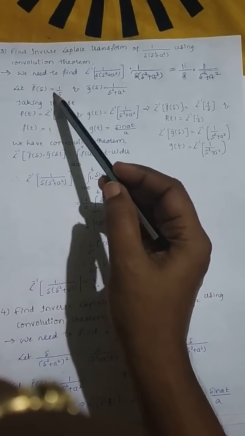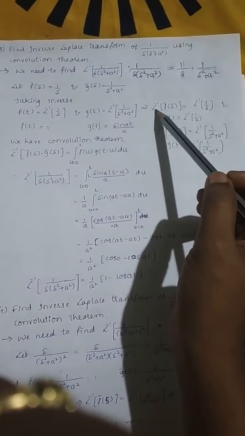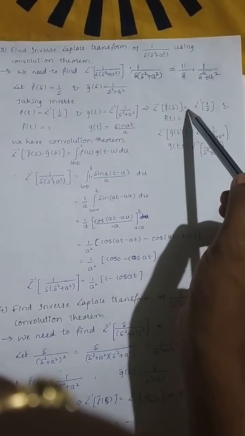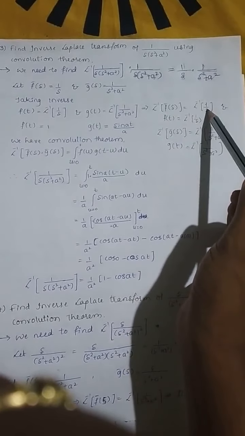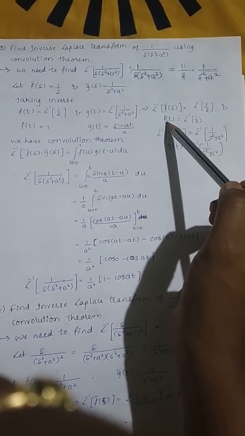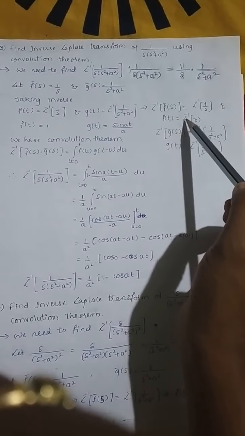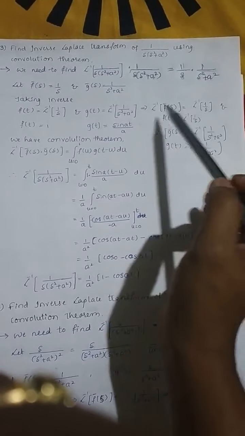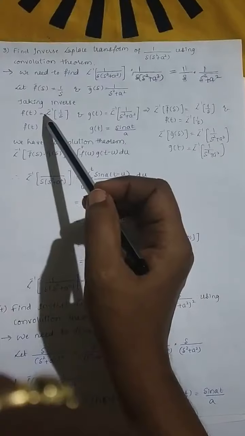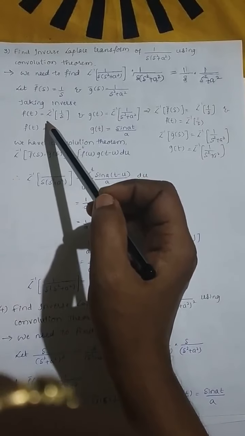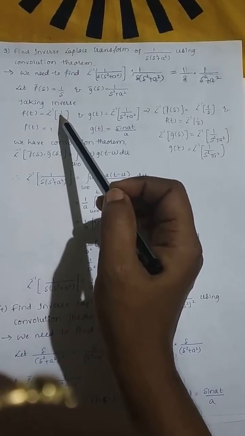Taking inverse for these two functions, that is L inverse of f bar of s, that is equals to L inverse of 1 by s. That L inverse of f bar of s is, by the definition, f of t. Here f of t is equals to L inverse of 1 by s, and inverse Laplace of 1 by s is 1. F of t is equals to 1.